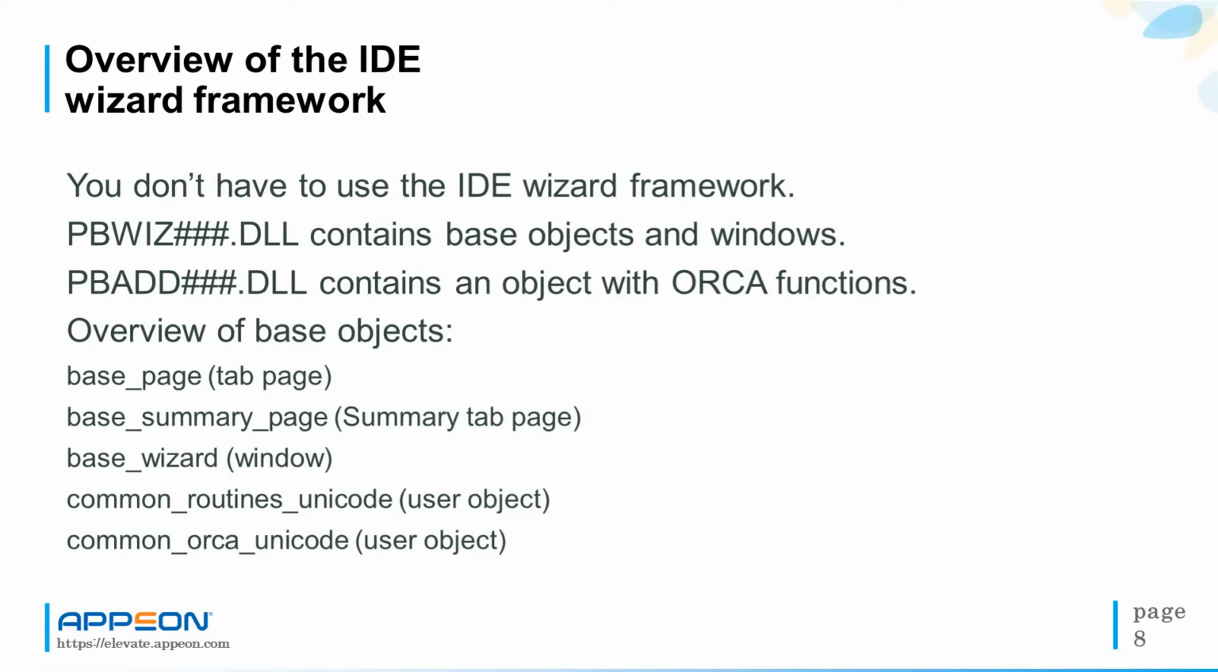Now, the base objects include base page, which is the tab page, base summary page, which is your summary tab page, base wizard is the base window, common routines Unicode is a user object, and common Orca Unicode is the user object that has all the Orca functionality.